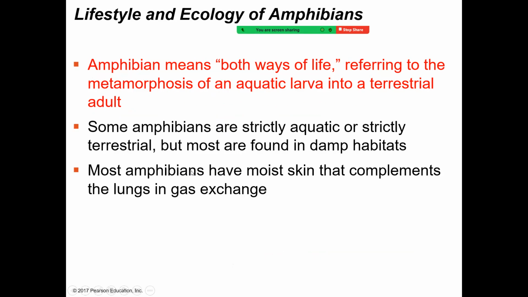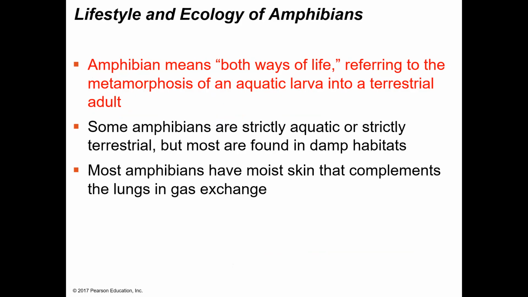So both of these, frogs and salamanders, are amphibians. And when we think about what this means, amphibian means both ways of life, referring to the metamorphosis of the aquatic larva into a terrestrial adult. So they are living on land at certain periods of time in their development and then living in the water during certain times of development as well.